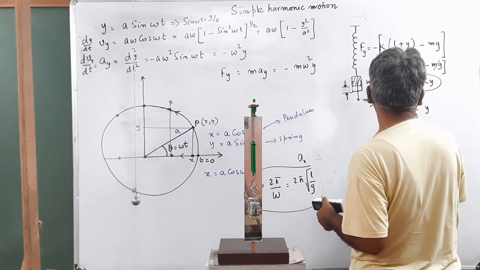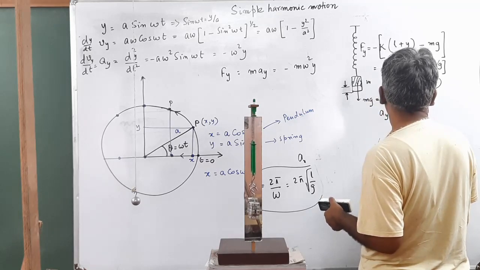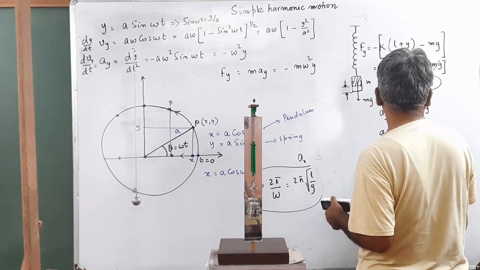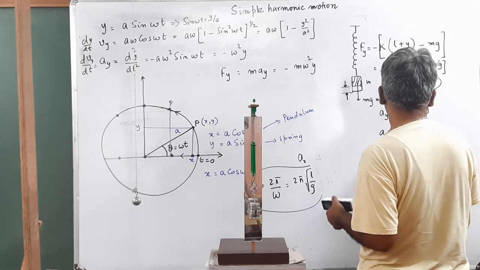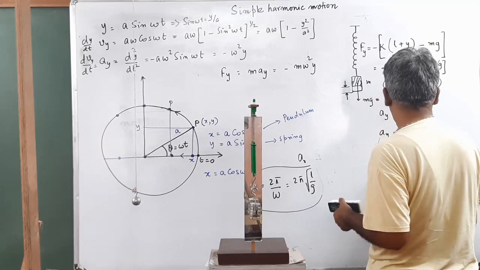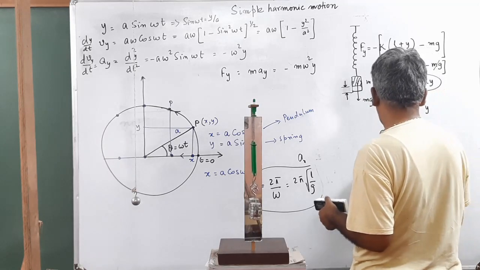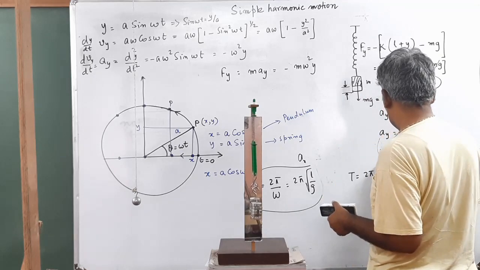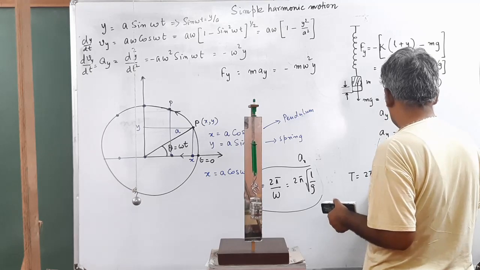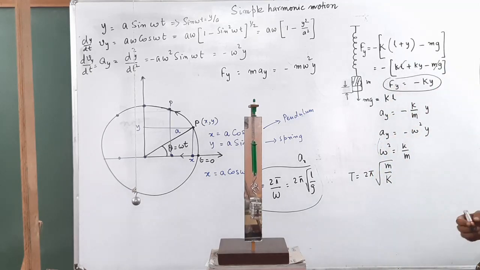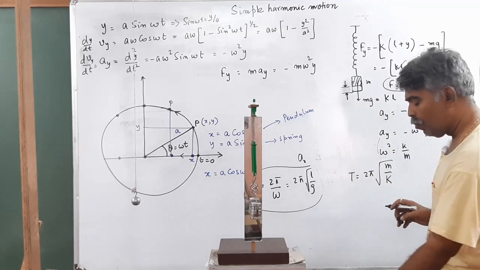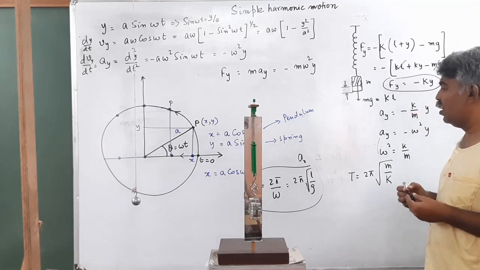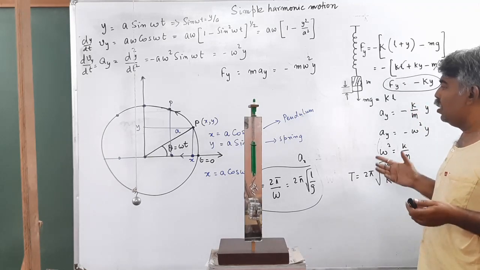Now we should compare this a_y with -ω²y. So what is ω²? ω² is k/m, right? So T equals 2π/ω, which is 2π√(m/k). So that is the time period for the SHM in case of spring pendulum.